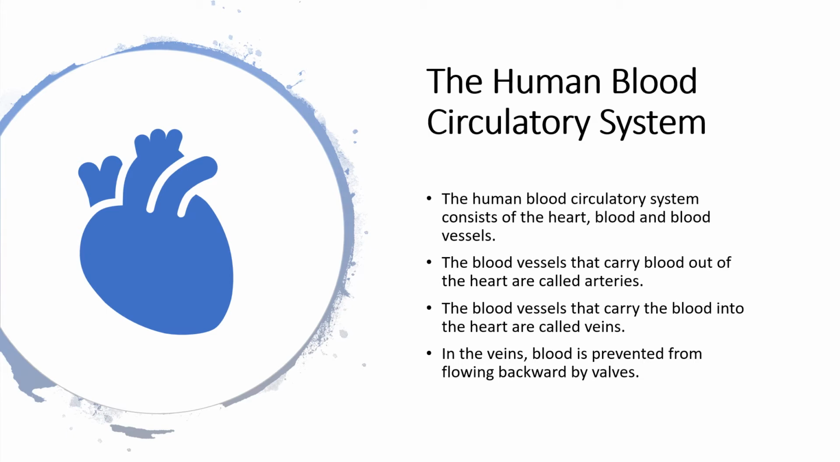The human blood circulatory system consists of the heart, blood, and blood vessels. The blood vessels that carry blood out of the heart are called arteries. The blood vessels that carry blood into the heart are called veins. In the veins, blood is prevented from flowing backward by valves.